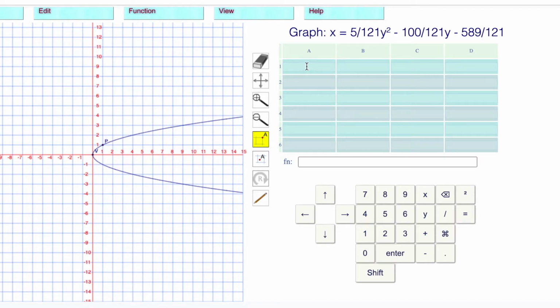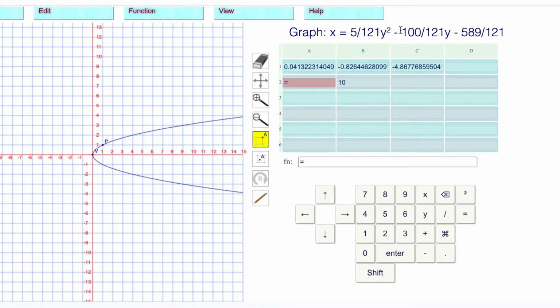Let's do another one. The a value is 5 all over 121. The b value is equal to negative 100 all over 121. And the c value is equal to negative 589 all over 121. The k value is negative b divided by 2 divided by a. It's 10.